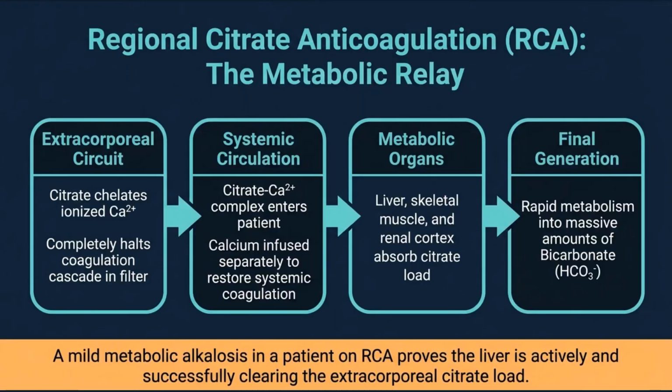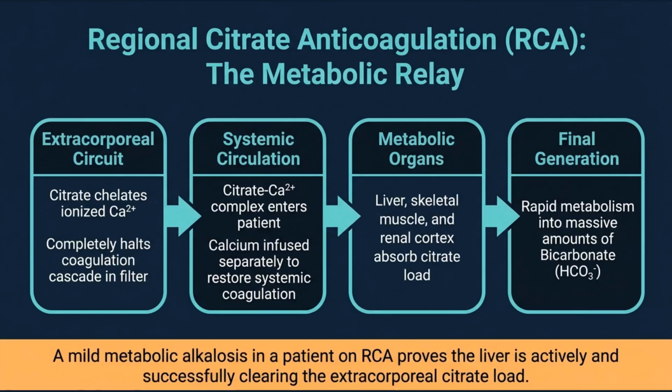To keep the circuit running, regional citrate anticoagulation is widely utilized. This technique prevents circuit clotting without causing systemic anticoagulation in the patient. Citrate chelates ionized calcium within the extracorporeal circuit. Because calcium is required as a cofactor for multiple steps in the coagulation cascade, its removal effectively anticoagulates the blood inside the filter. Before the blood returns to the patient, calcium is infused to restore coagulation. However, the citrate itself also enters the patient's systemic circulation. For this strategy to be safe, the returned citrate must be rapidly metabolized.